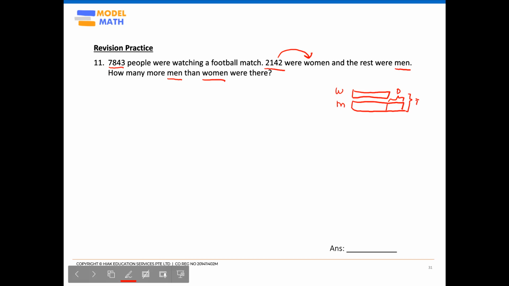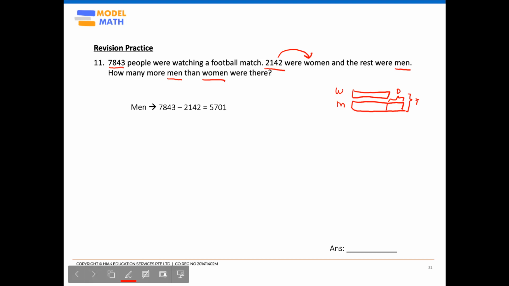So as you can see here, if the difference is given, you can use a model to solve this question. However, for this question, instead of giving us the difference, they gave us the number of women, which means we can directly find how many men there were. So a model is not needed. So let's start by solving for the number of men. Given that there are 7,843 people in total, we take this number and minus 2,142, which is the number of women, which gives us 5,701.